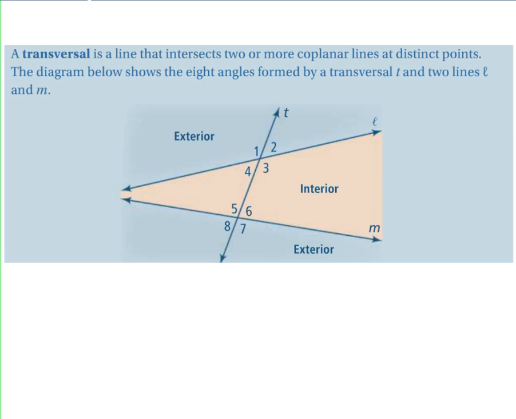Okay. I have angles that are exterior and I have angles that are interior. What does interior mean? Inside. Okay. What does exterior mean? Outside. Okay, so we have angles inside the two lines, and then we have angles outside the two lines. Okay, and being able to know which one's interior and which one's exterior is going to be helpful.